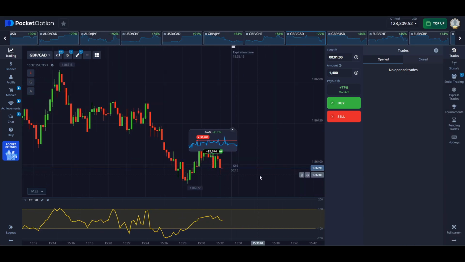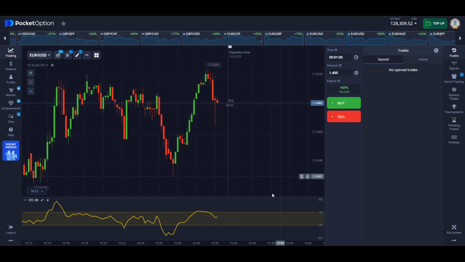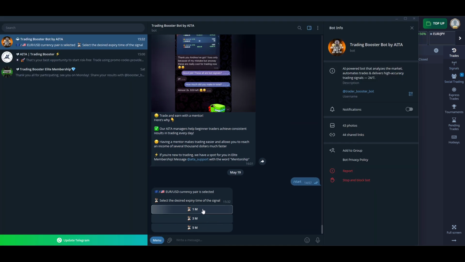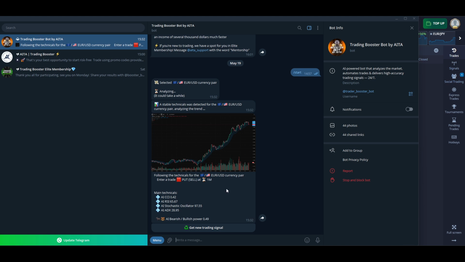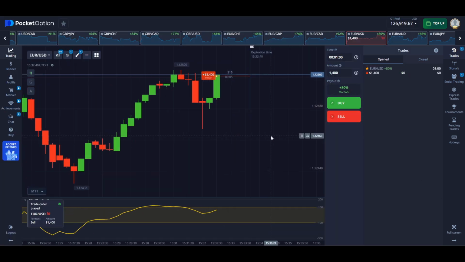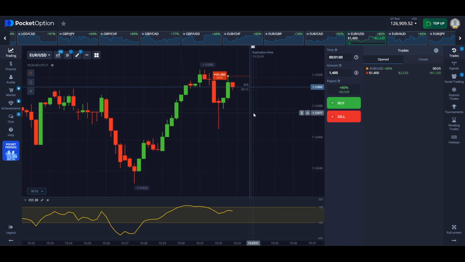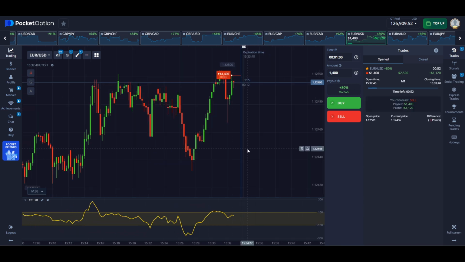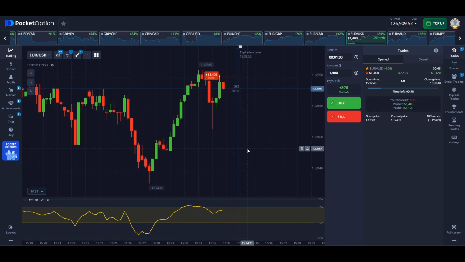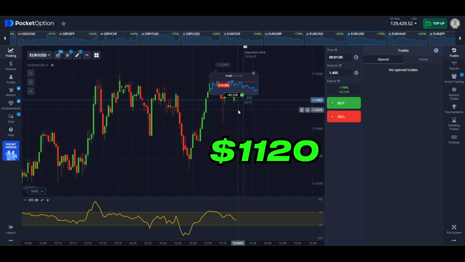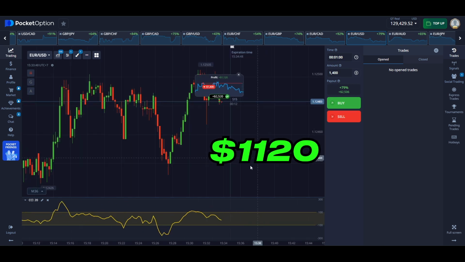Let's look at another example. The currency pair is Euro US dollar. I go to Booster Bot and after a moment select this currency pair. I get a sell signal and I open a sell trade right from here. Here the CCI indicator is at 47. That's a fairly safe entry point. Let's watch how this trade plays out. And as you can see, yet another excellent trade brings me $1,100, so we can draw some conclusions.